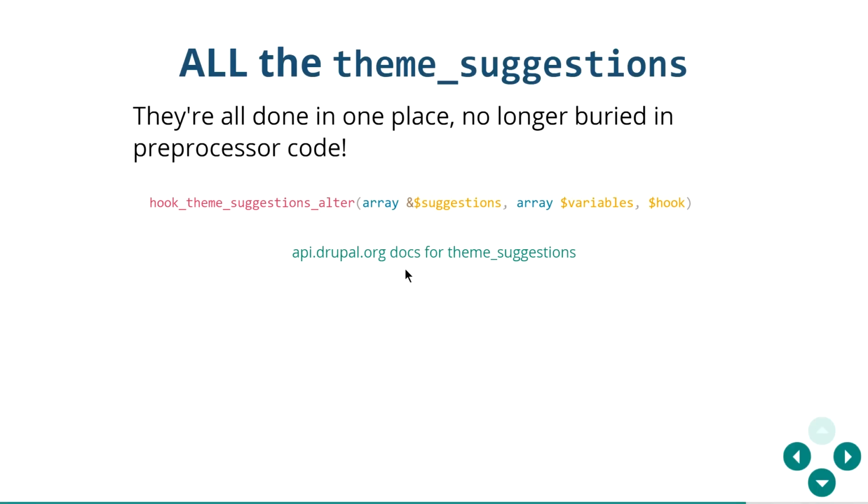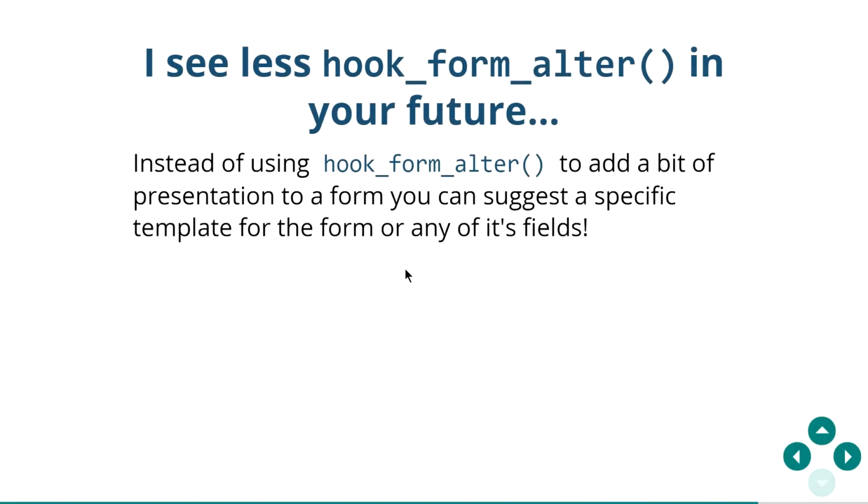And guess what? Crystal ball, I see less hook form alter in your future, because now you can make a suggestion for what Twig template should be used to render a form. So if you want to add a nice piece of friendly text or some classes, you don't need to do a hook form alter and manipulate render arrays as much. You can just suggest a Twig template and then add your stuff in there.